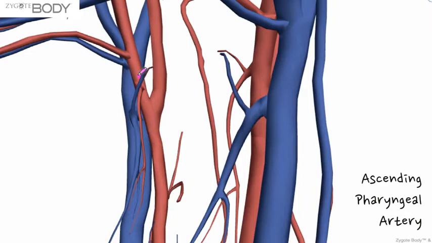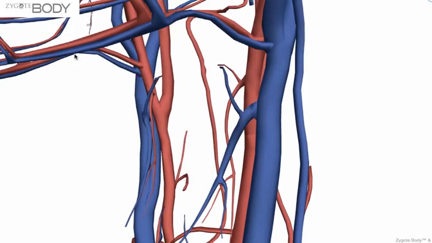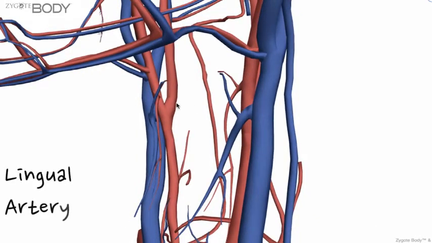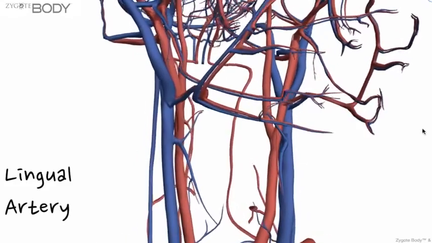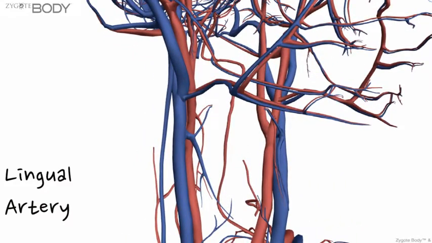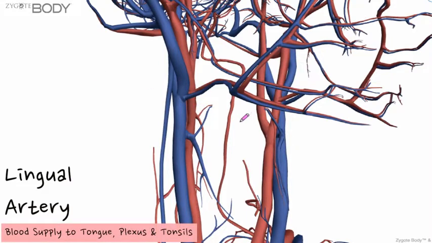After the ascending pharyngeal artery, the next artery that we should be able to see is the lingual artery, and this is the second anterior branch of the external carotid. Once again, unfortunately, in our model we don't see the lingual artery, so the lingual artery should be an anterior branch, coming off somewhere about there. This artery supplies the tongue as well as giving blood supply to the plexus and also to the tonsils.